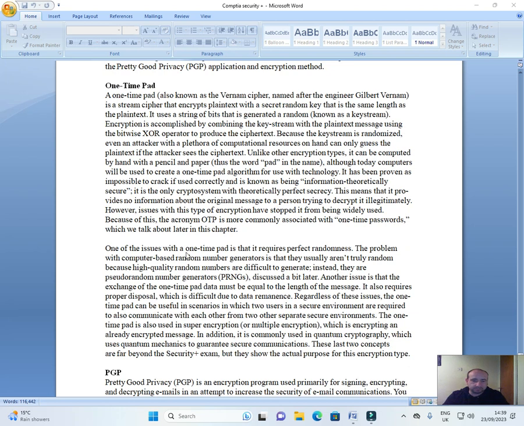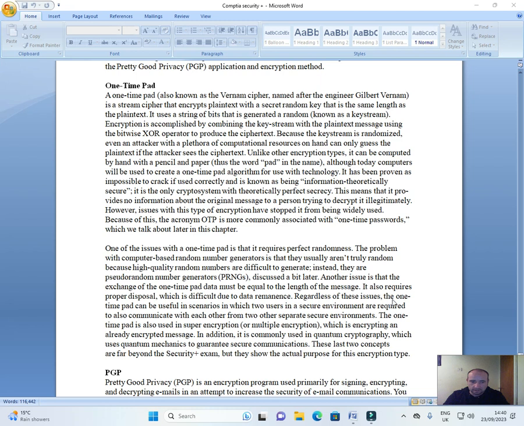One of the issues with a one-time pad is that it requires perfect randomness. The problem with computer-based random number generators is that they usually aren't truly random, because high-quality random numbers are difficult to generate. Instead, they are pseudo-random number generators, PRNGs, discussed a bit later. Another issue is that the key exchanged for the one-time pad must be equal to the length of the message. It also requires proper disposal, which is difficult due to data remnants.